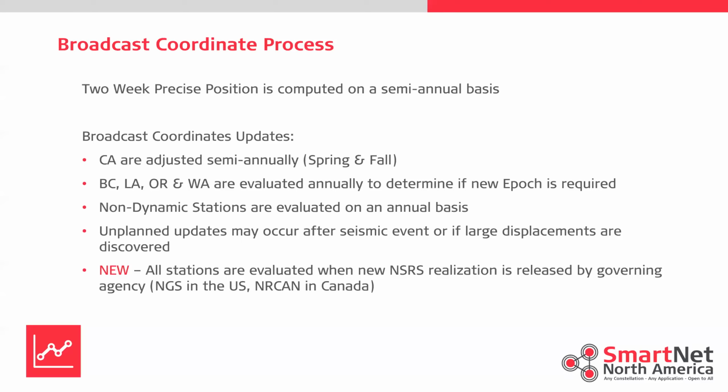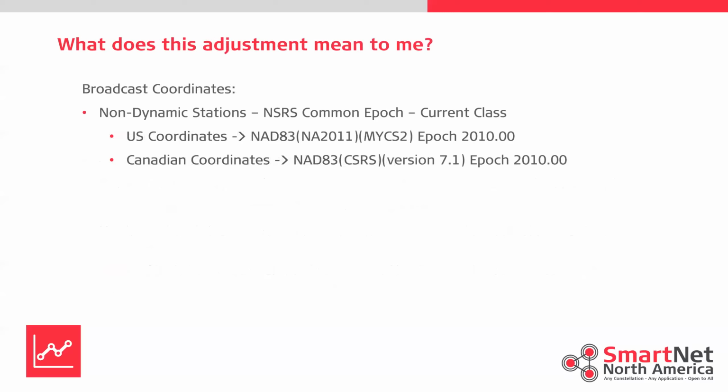Or the new reason to do broadcast coordinate updates is if there's a new National Spatial Reference System realization by the governing agency, so NGS in the U.S. or NRCAN in Canada. So most areas of the U.S. and Canada are in the common Epoch current class, which we'll talk about in a bit. And so when this adjustment happens, you will be in NAD 83, NA 2011, NSRS2, Epoch 2010 in the US. And in Canada, will be in NAD 83, CSRS version 7.1, Epoch 2010.